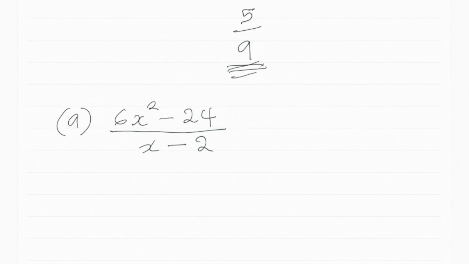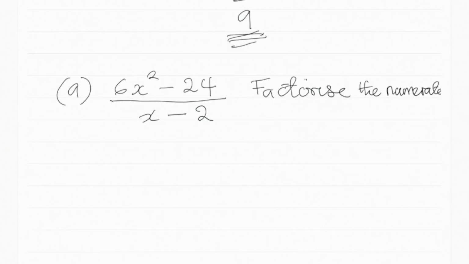So what are we going to do in order for us to simplify this expression as we have been asked to do? First of all, we need to factorize the numerator of the given expression. So if we factorize the numerator of the given expression, we are going to have, which is common, using the common factor.